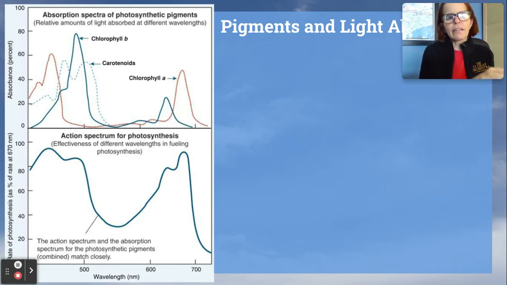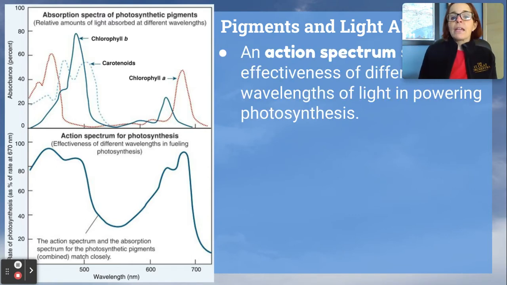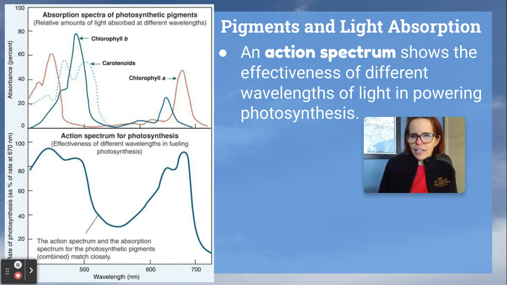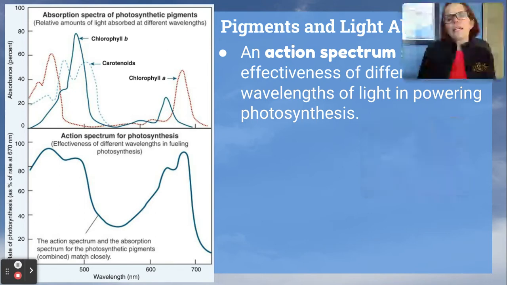Look at the diagram on the left. The top graph is basically the same graph that we were just looking at. So we've got what percent of absorption on the left, and then the wavelength goes along the bottom. So it says an action spectrum. That one was called an absorption spectrum. That's up at the top. Now, down below it is called an action spectrum. And an action spectrum shows the effectiveness of different wavelengths of light in powering photosynthesis all together.